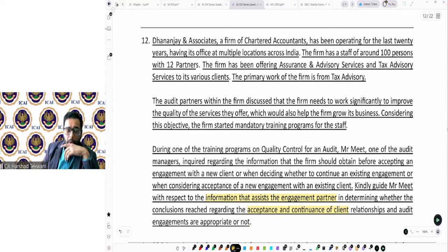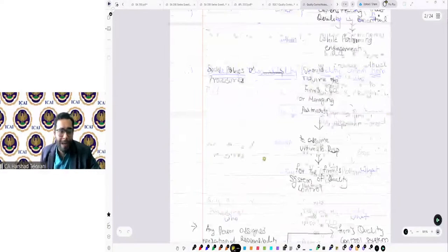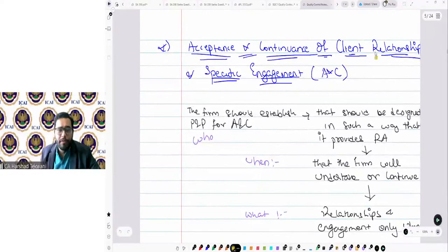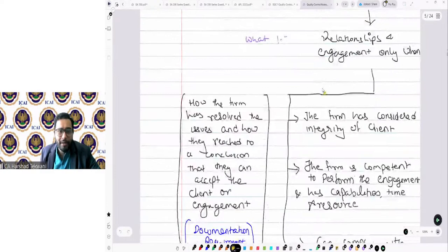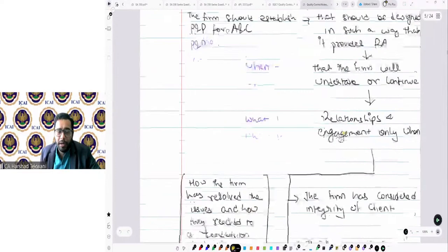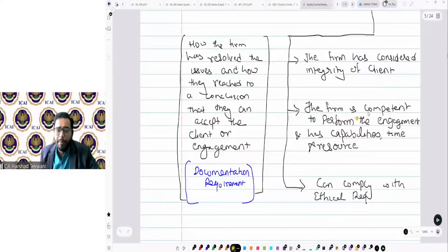Okay, remember in our lecture of the quality control, while taking the notes also, we discussed this point like acceptance and continuance of client relationship and specific engagement. So we discussed what is the requirement that can we accept the client, that how we can identify the firm has considered the integrity of the client. The firm is competent to perform the engagement and has capability, time and resources, can comply with the ethical requirements. Remember something we discussed on this line in that particular lecture?